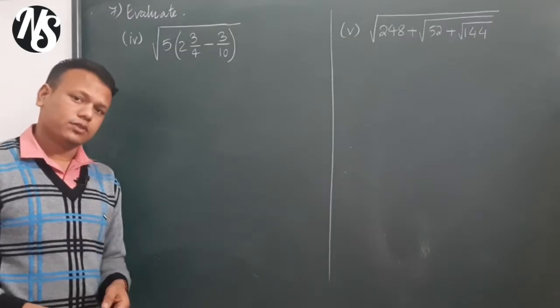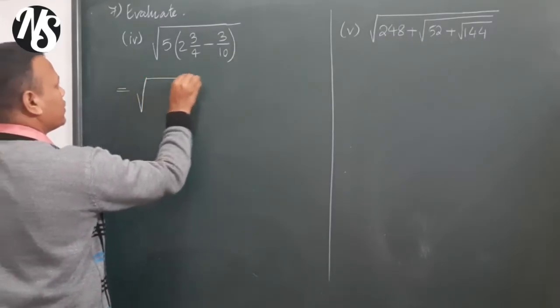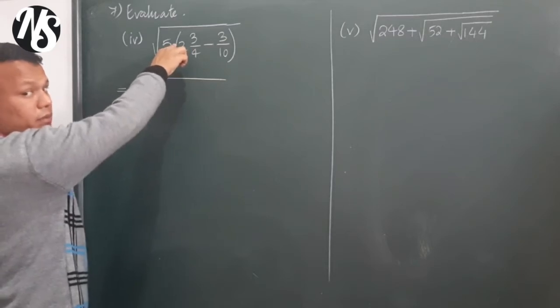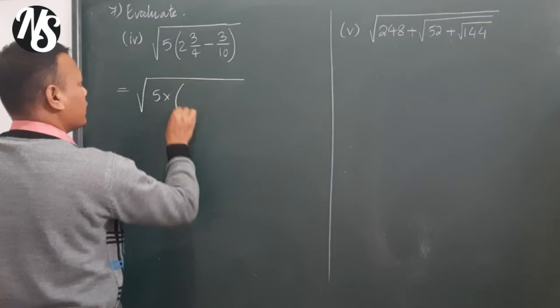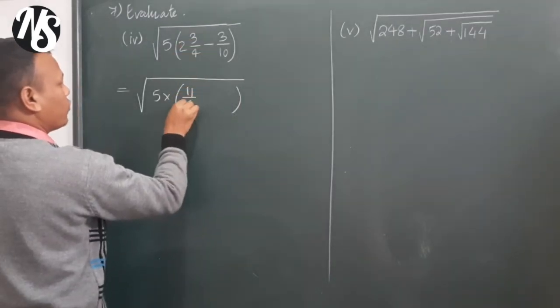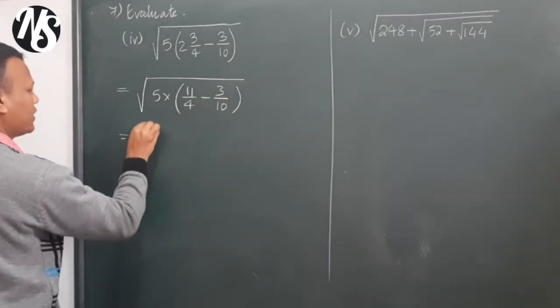Now let's observe these questions again. So here first let's do the simplification part. So 5, here we don't have any sign, that means there is multiplication sign. So 5 into, okay, so let's convert this. So 11 by 4 minus 3 by 10. So let's find the LCM.